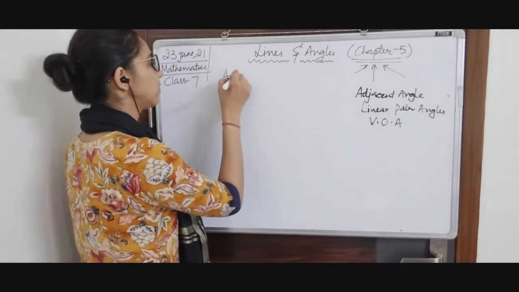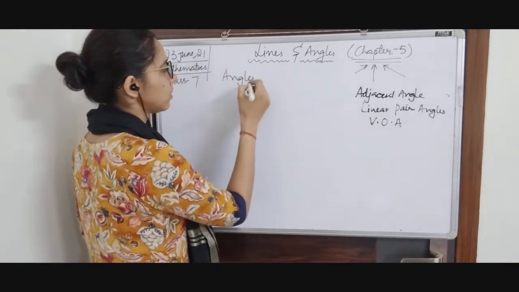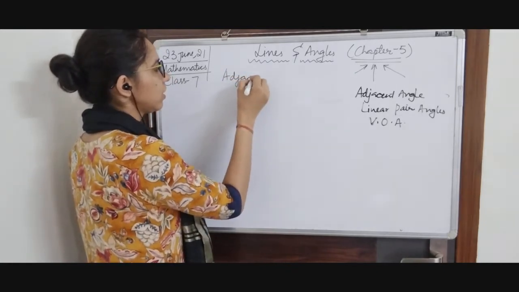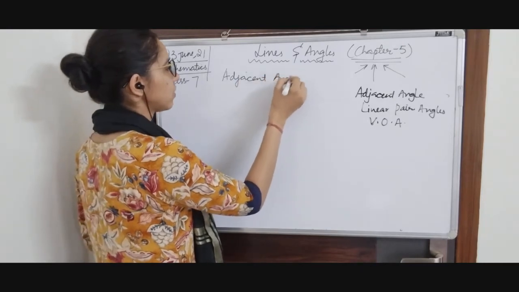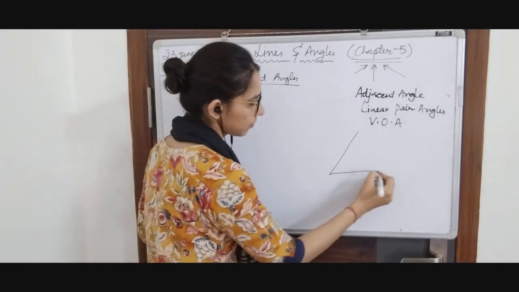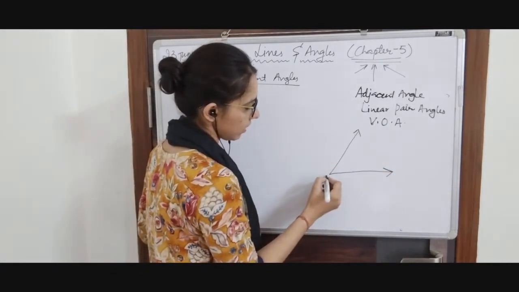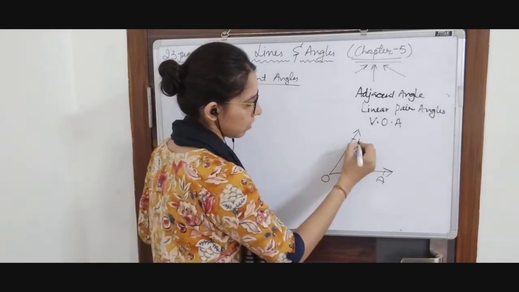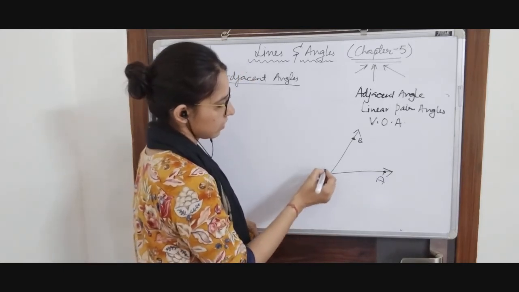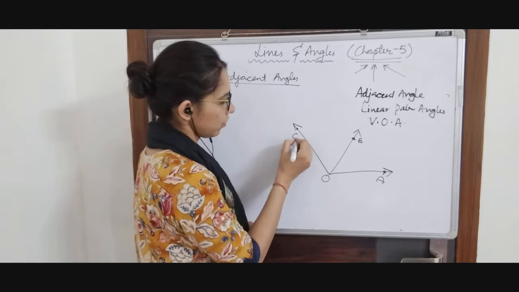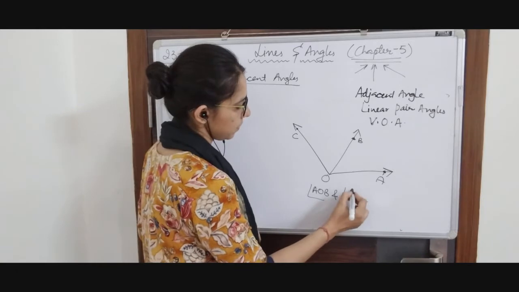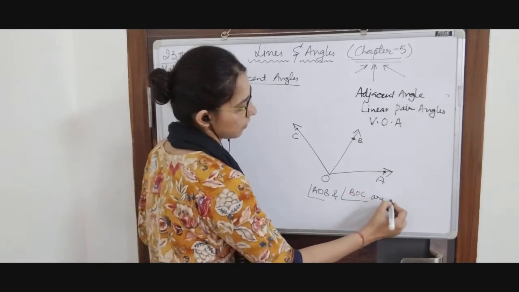Adjacent angles means we have to satisfy three criteria. Adjacent angles are like this. I am going to draw a figure. Suppose this is O, A, B, this is a point, not a line, and next to this angle is this angle. So here angle AOB and angle BOC are adjacent.